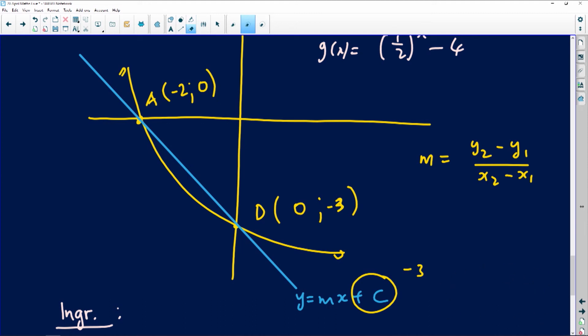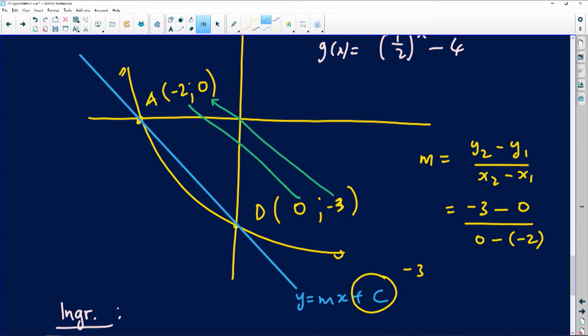Right, now if I'm looking for the average gradient in this case, what I'm simply going to do here, I'm going to take point D as my y2. I'm going to have -3 minus the y value at point A, which is 0, divided by the x at D, which is 0, minus -2. Right, what I'm essentially doing is subtracting this one minus that one, and this one minus that one there. That's what I'm doing. -3 minus 0 and 0 minus -2. The gradient that I'm ending up with here is -3 divided by +2.